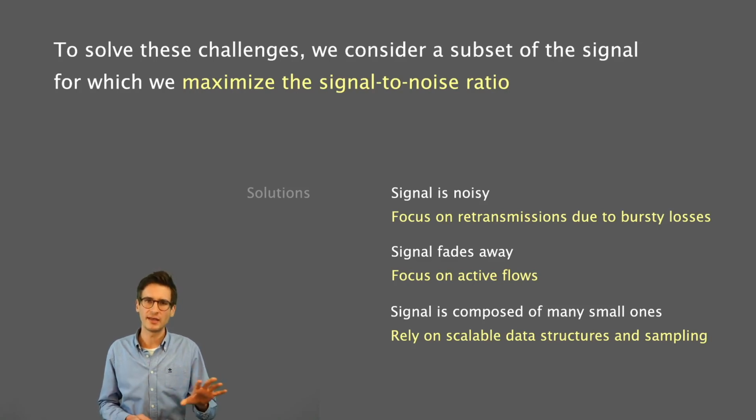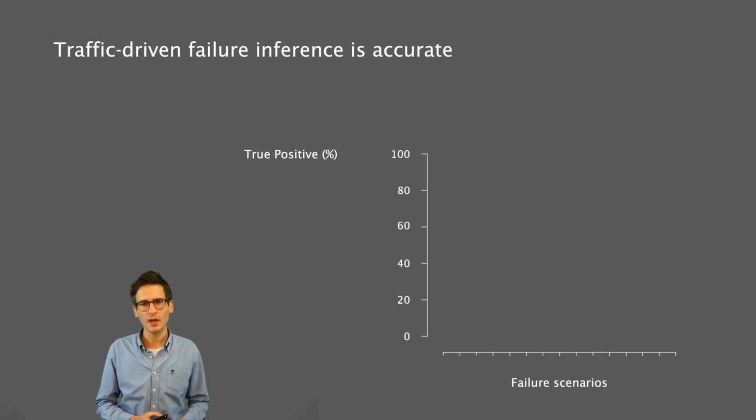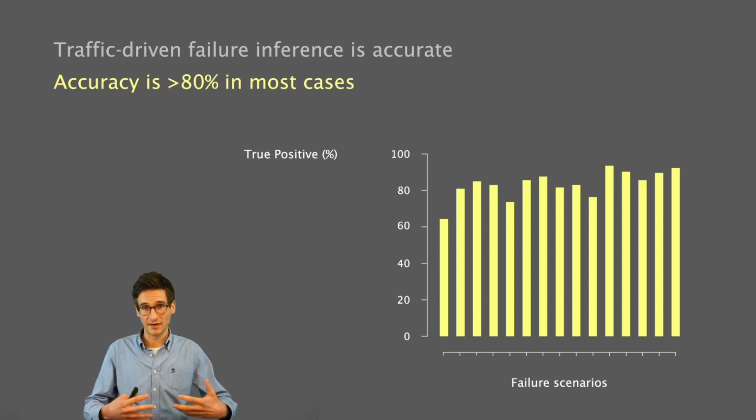I won't go into the details here, but I will refer you to the paper at the end of the talk. What I would like to tell you, though, is that it actually works pretty well. If we think first about the question of accuracy, our experiments show that doing this kind of inference of a failure according to data plane traffic can lead to accuracy above 80% in most of the cases.